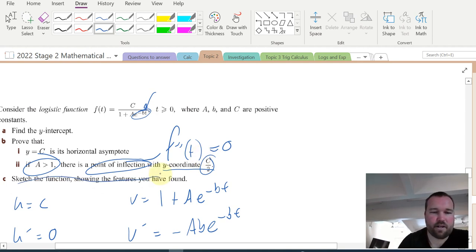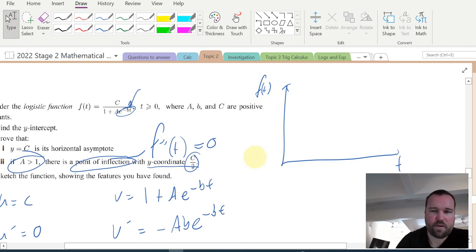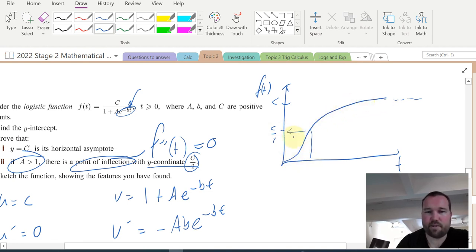Sketch. I won't do, well, I will, I guess, sure. T, f of t. There's a horizontal asymptote at c, so c we're going to level off at eventually. And if a is greater than 1, then there is an inflection at c on 2. So c on 2 is half level of c. So what we have is going up very steeply here and then leveling off. And that is the inflection point.